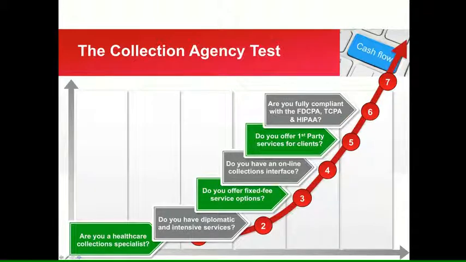Next, are you fully compliant with everything, right? All the initials, FDCPA, TCPA, HIPAA, everything you need to be compliant with. Any good agency in the medical space should be able to demonstrate and show you this kind of compliance.